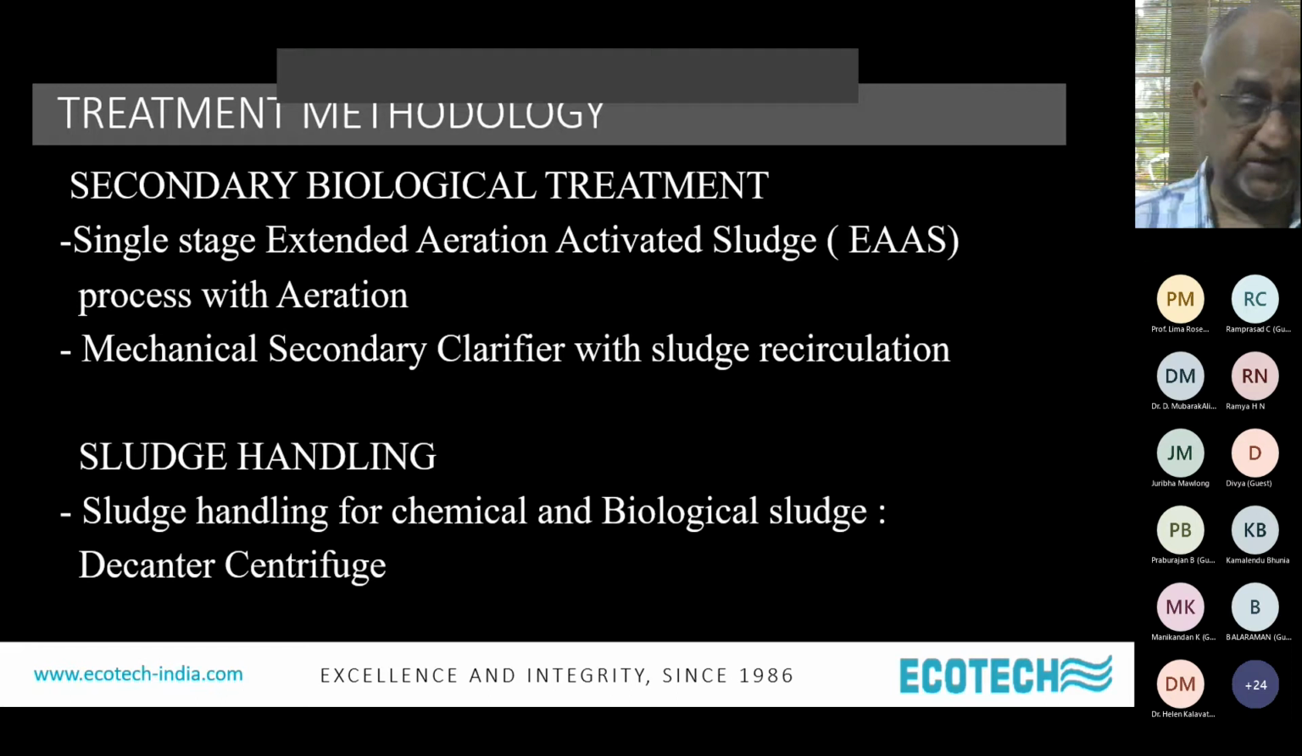Treatment methodology: secondary biological treatment, single stage extended aeration, as I said, with mechanical secondary clarifier with sludge recirculation, and sludge handling for chemical and biological sludge. We use the decanter centrifuge. Decanter centrifuges are rated depending on the quantity you can load. 1 to 2 cubic meter per hour is the smaller centrifuge, then 3 to 4 or 5 cubic meter per hour the larger centrifuges, and there are very large centrifuges which can handle even 10 cubic meter per hour. So this particular unit used a centrifuge which would handle 6 cubic meter per hour. These centrifuges can run for 18, 20, 22 hours continuously. So sludge handling is not a batch treatment. It is a continuous treatment.